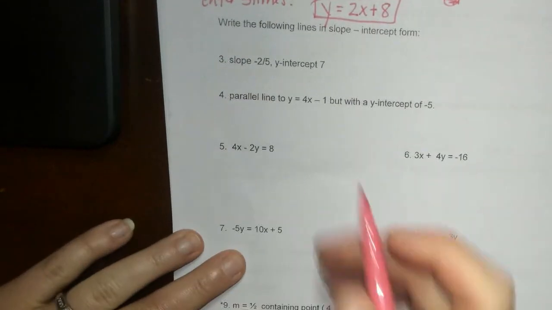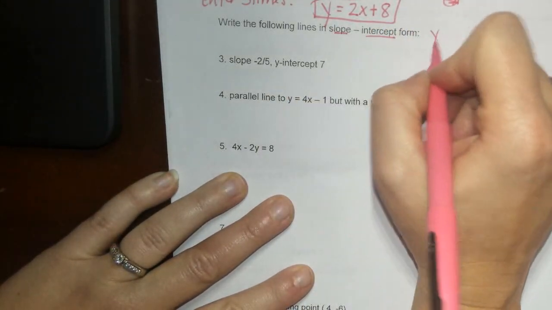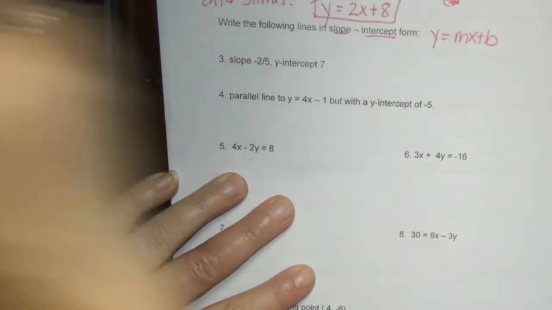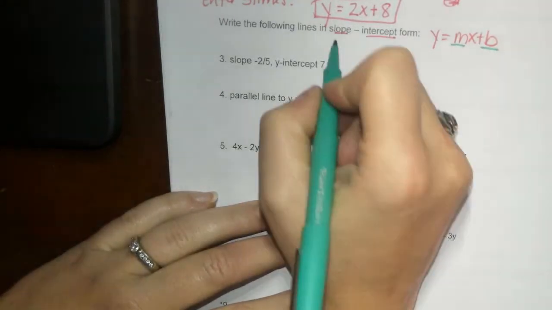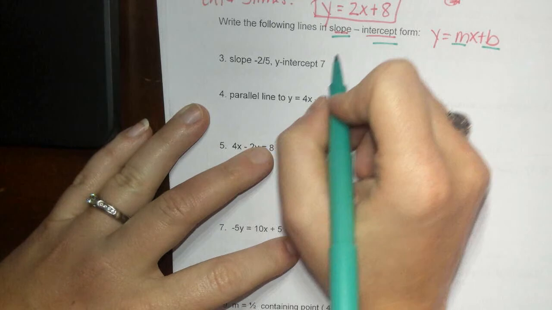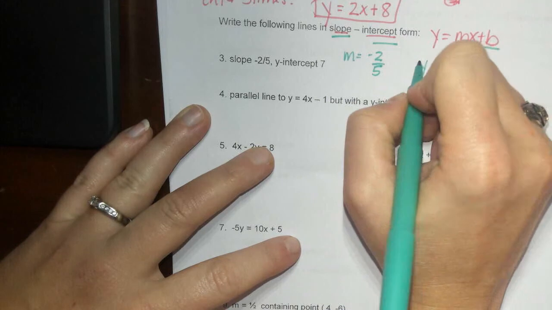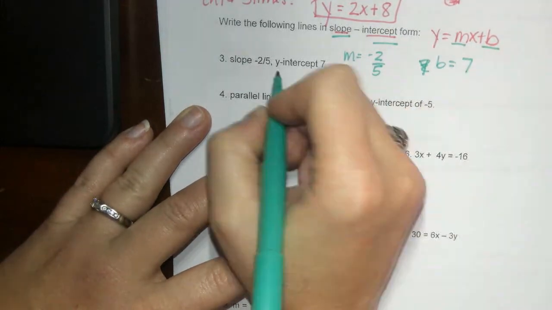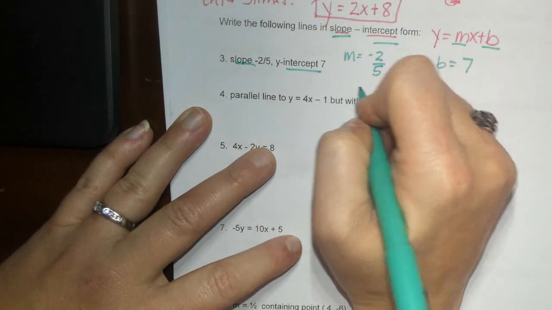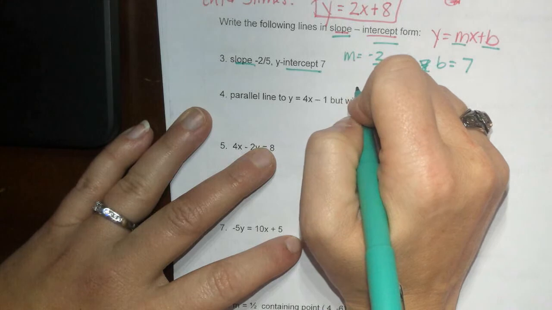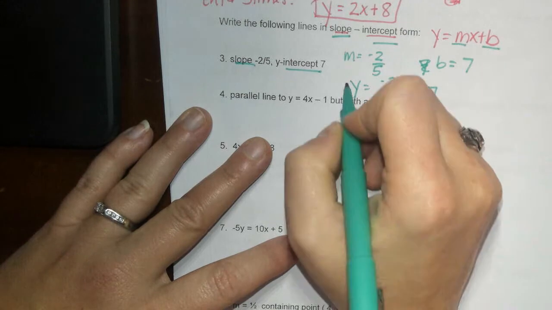Okay, the next thing we're going to do is write the following lines in slope-intercept form. So what that means is y equals mx plus b. We know it's slope-intercept form because it gives us the slope and the y-intercept. Our slope is -2/5, and our y-intercept, which is our b, is 7. It gives us those clues right here. So all we have to do is put them into y equals mx plus b. So y equals -2/5 x plus 7.